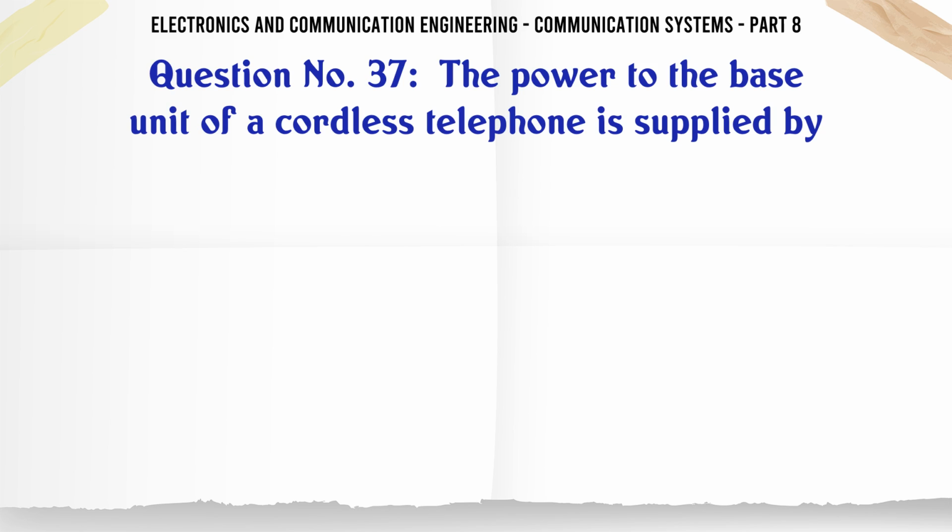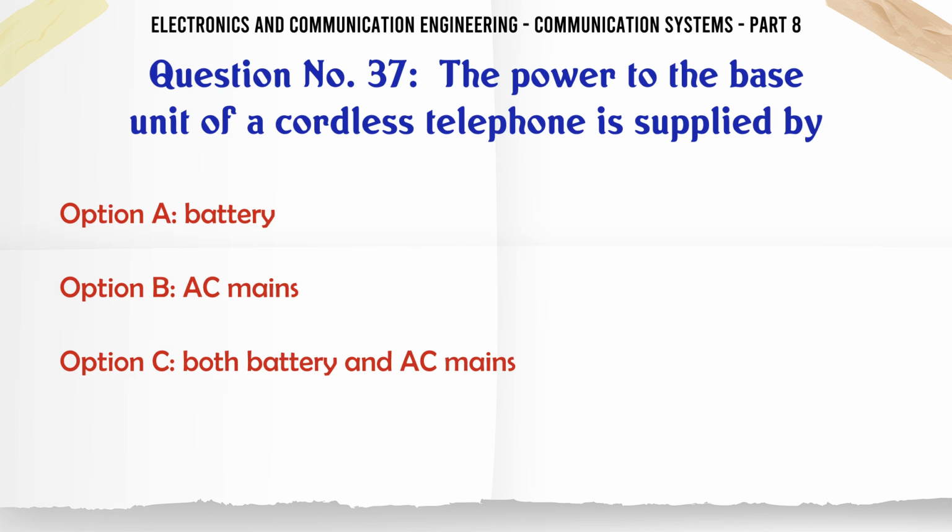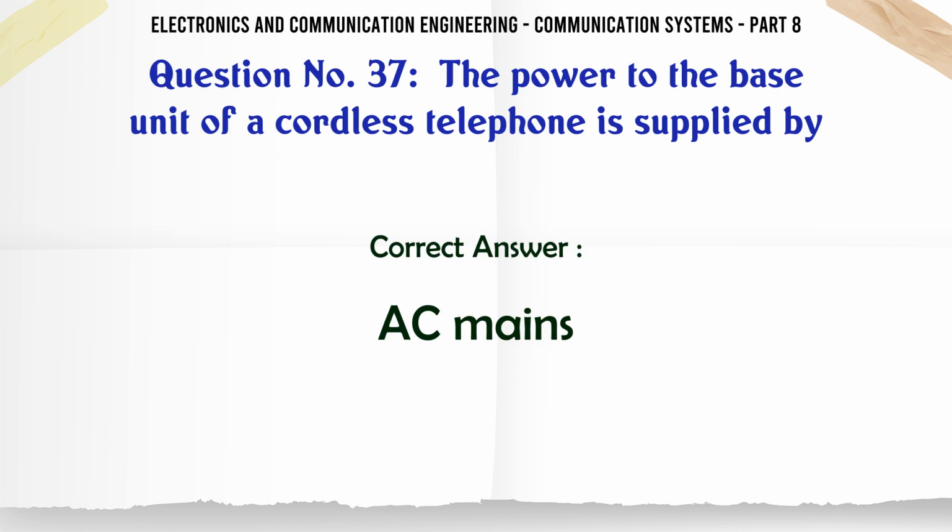The power to the base unit of a cordless telephone is supplied by A. battery, B. AC mains, C. both battery and AC mains, D. either battery or AC mains. The correct answer is AC mains.